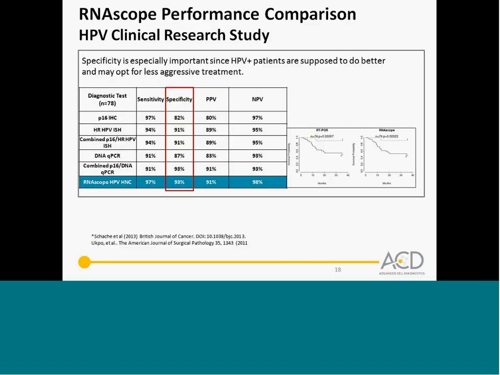As well, the analytical sensitivity and specificity of the assay confers clinical specificity and sensitivity in clinical research as well. In this case, showing the HPV detection in HPV-positive patients, showing a comparison of RT-PCR methods with RNAscope, and you can see the superior specificity of the RNAscope HPV assay.